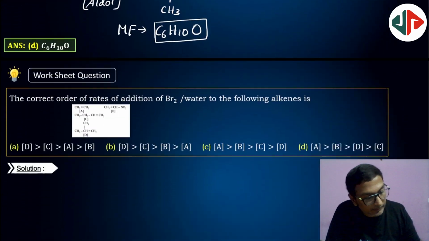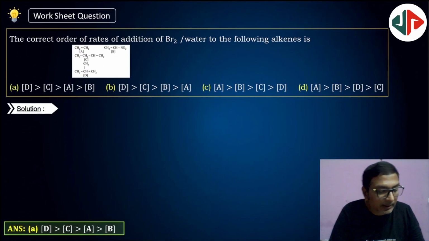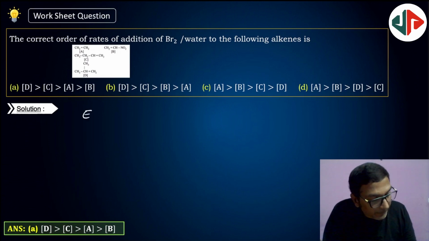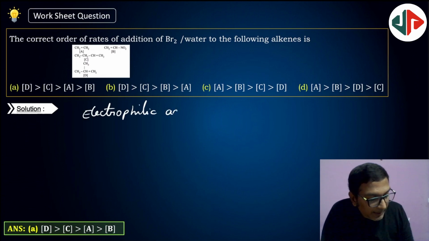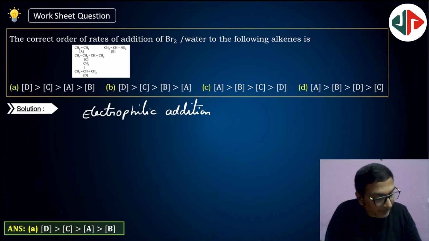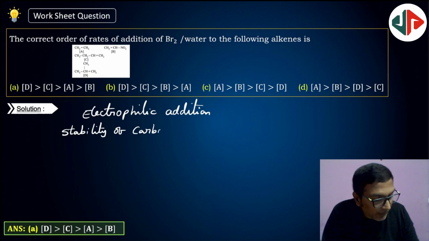Next, the correct order of rates of addition of Br2 to the following. So this is electrophilic addition. Electrophilic addition. So alkenes undergo electrophilic addition. Therefore we can check the stability of the carbocation formed. Stability of carbocation you can check.